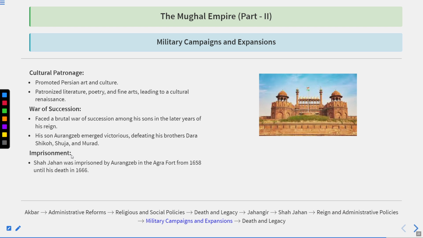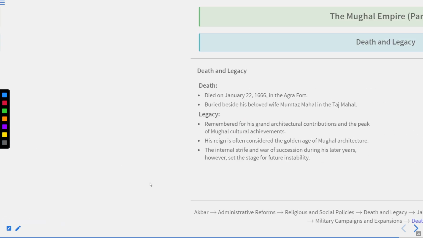Next is cultural patronage. He promoted Persian art and culture, patronized literature, poetry, and fine arts, leading to a cultural renaissance. War of succession. He faced a brutal war of succession among his sons in the later years of his reign. His son Aurangzeb emerged victorious, defeating his brothers Dara Shikoh, Shuja, and Murad. Aurangzeb then imprisoned Shah Jahan in Agra Fort from 1658 until his death in 1666, and in Agra Fort Shah Jahan died.